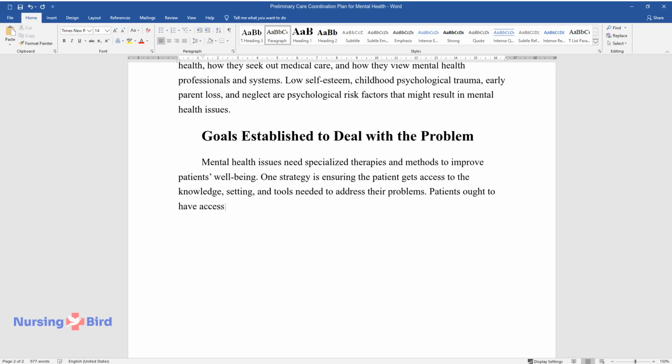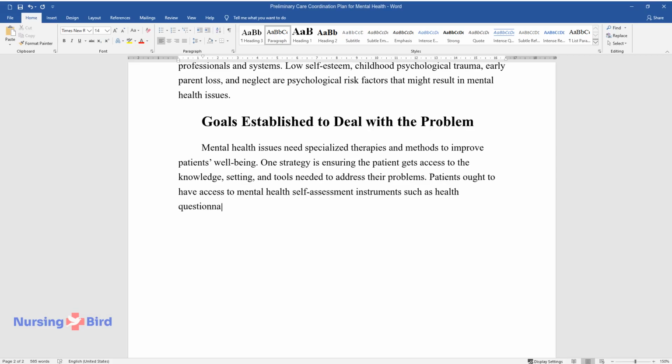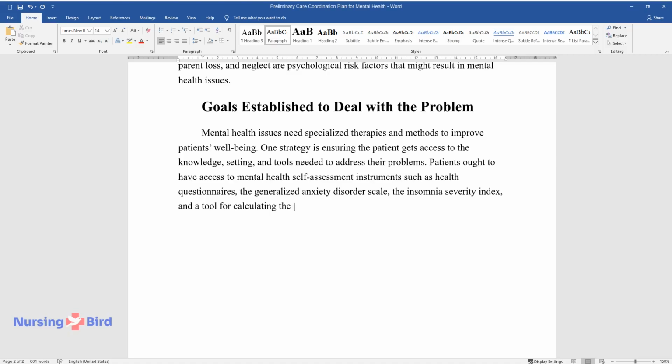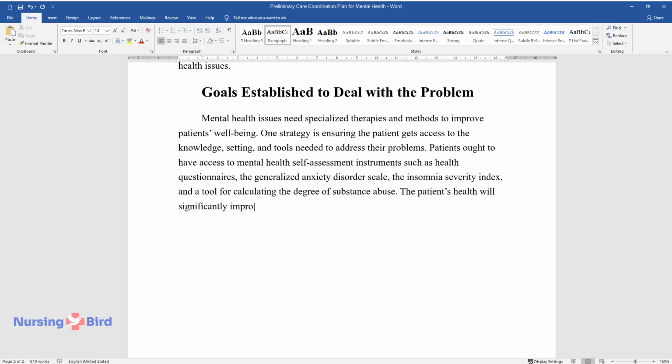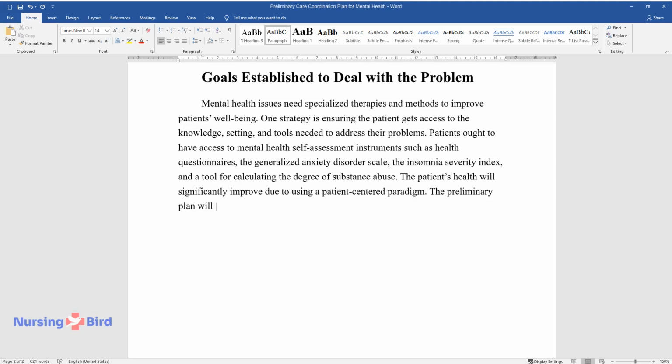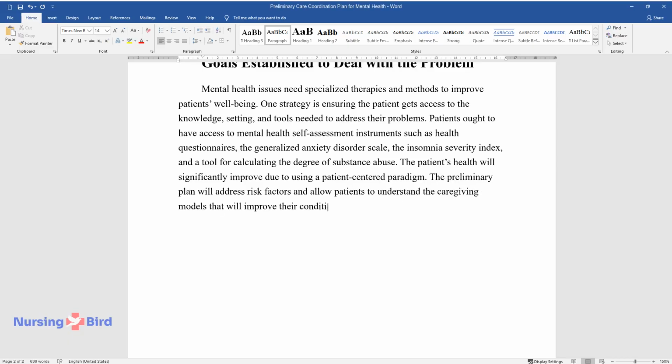Patients ought to have access to mental health self-assessment instruments such as health questionnaires, the Generalized Anxiety Disorder Scale, the Insomnia Severity Index, and a tool for calculating the degree of substance abuse. The patient's health will significantly improve due to using a patient-centered paradigm. The preliminary plan will address risk factors and allow patients to understand the caregiving models that will improve their condition by including family members and community stakeholders.